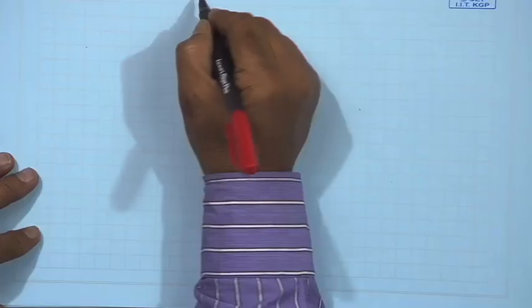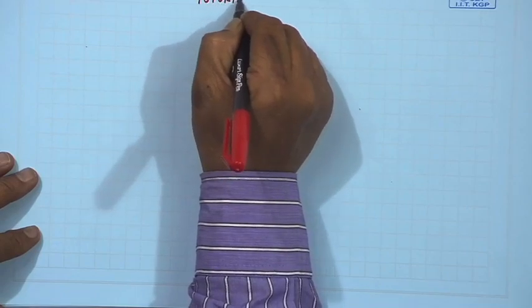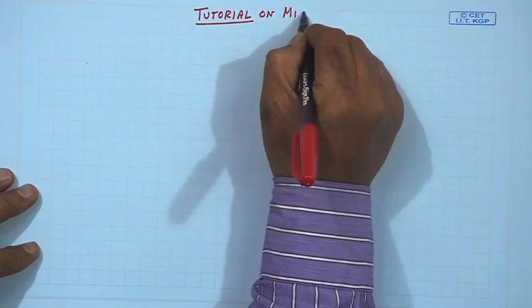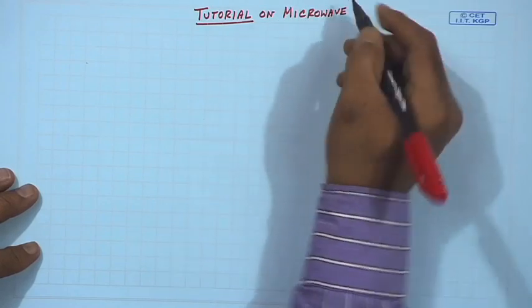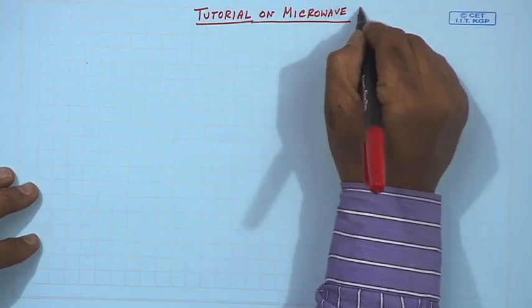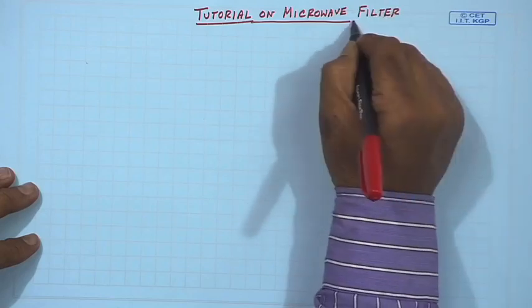Okay. So, we come to this final lecture on microwave filters. Here we will see some tutorial problems. We have seen a long journey. We started from the image impedance concept and how, based on image impedance, the low frequency filters were designed.